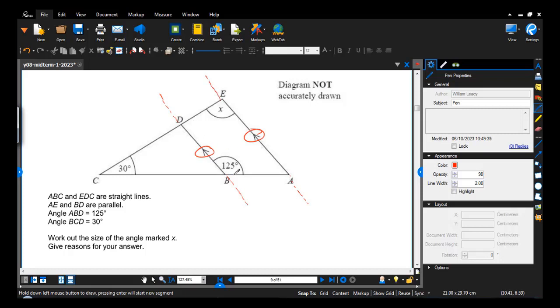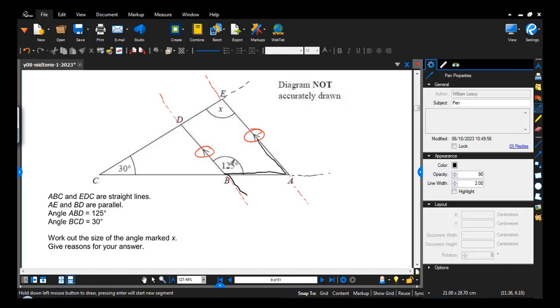And look, and then you've got these other lines. They're cutting across the parallel lines, aren't they? What do we know about lines that cut across a parallel line? See this kind of Z shape here? What do we know about lines that cut across a parallel line? The alternate angles are equal.